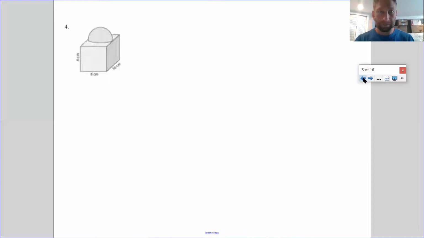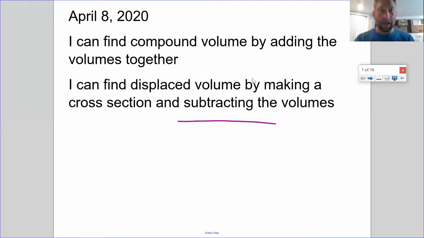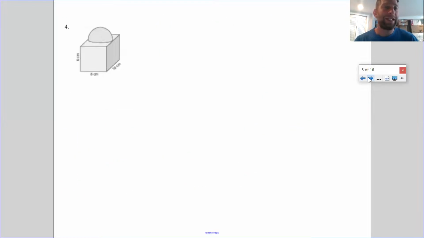So basically the volume of the big shape minus the volume of the small shape. And going back to what we said in our aim, I can find displaced volume by making a cross-section and subtracting the volumes. For the first example we did, we didn't need to make a cross-section, but now we are.